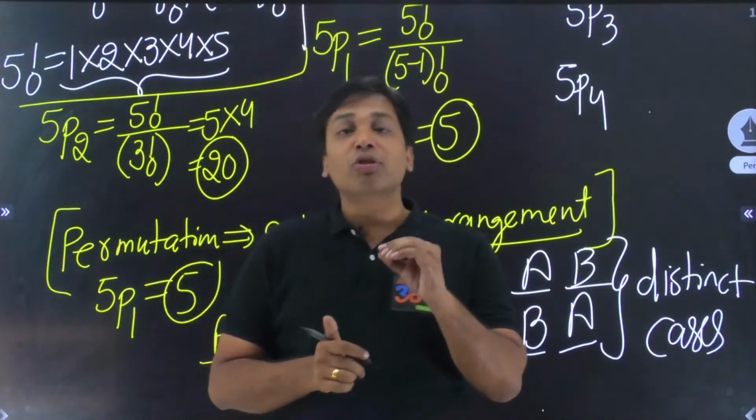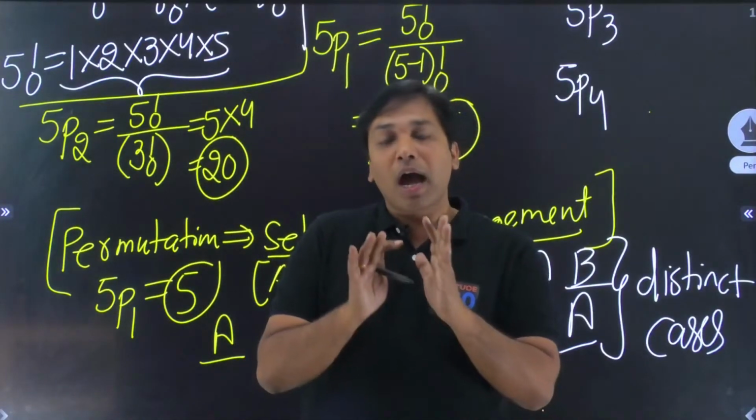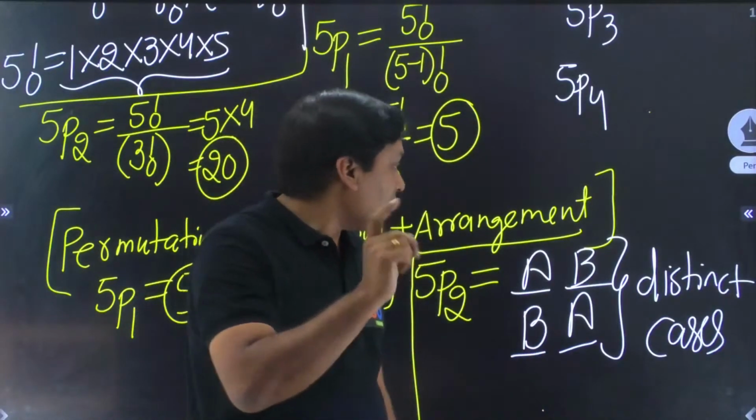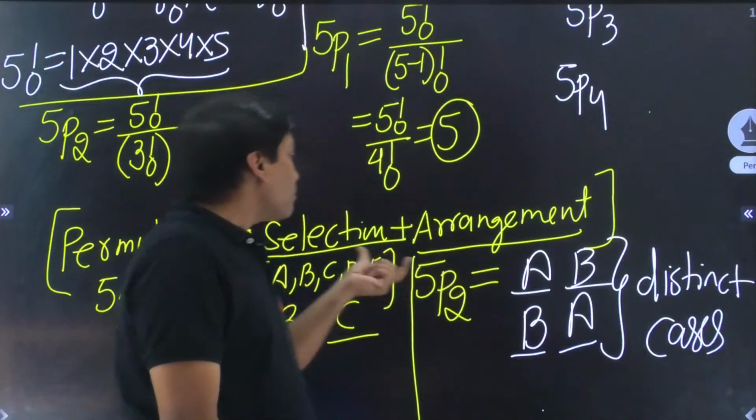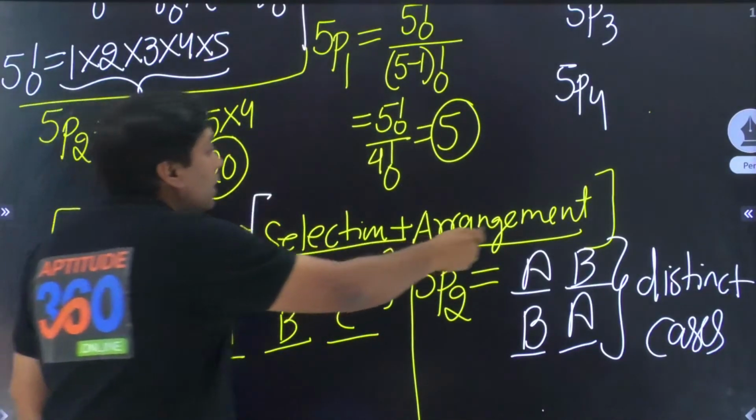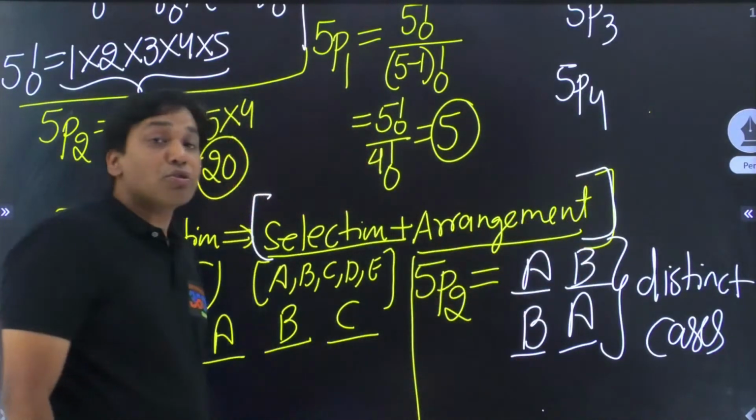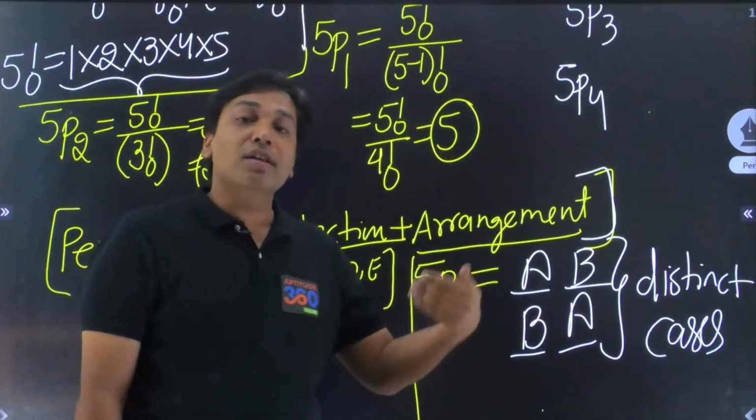But make sure that you are understanding the concept of permutation. So what have we discussed so far? We have discussed that permutation is not only selection, it rather is selection and arrangement both.